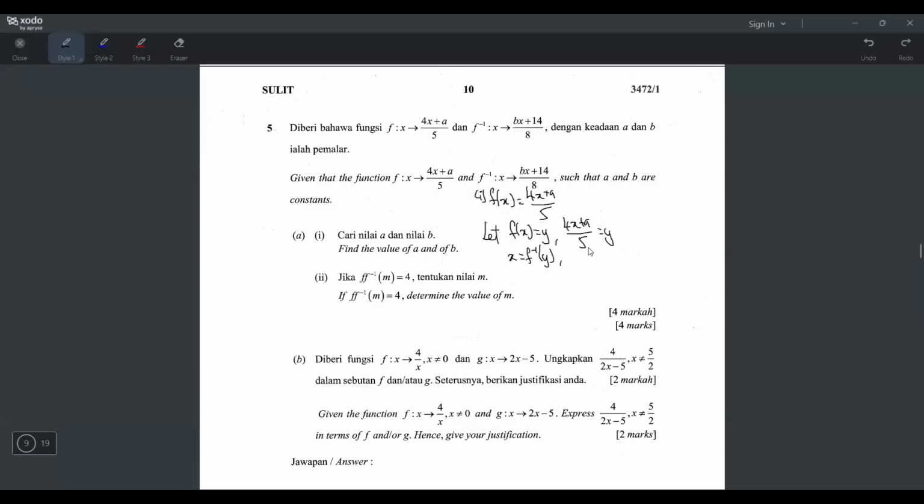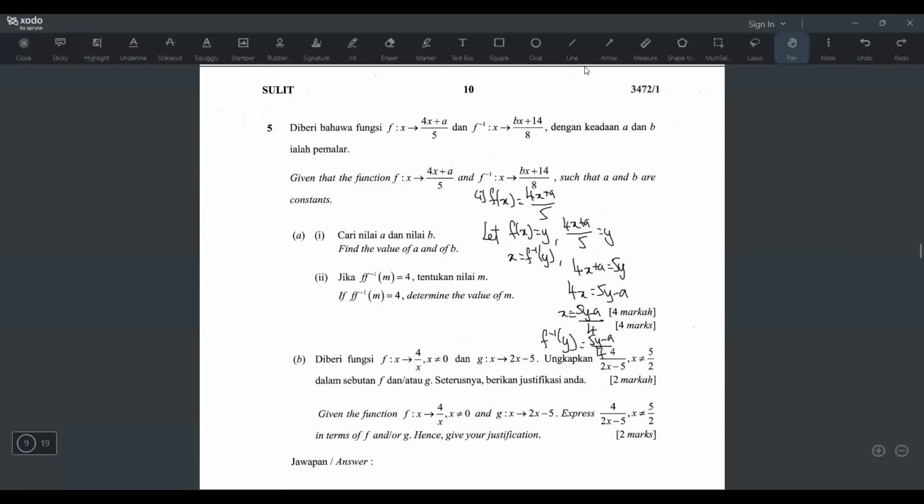So it means I will find x from here also. So how to find x from here? First you move the 5, so it becomes 5y, and then move the plus a to become minus a. And don't forget you're trying to find x. Why are you trying to find x? Because x is your f inverse y. So x equals what? (5y minus a) over 4, right? But don't forget x is the f inverse y. So the f inverse y is (5y minus a) over 4, right? But they want f inverse x. So how? Okay, very simple.